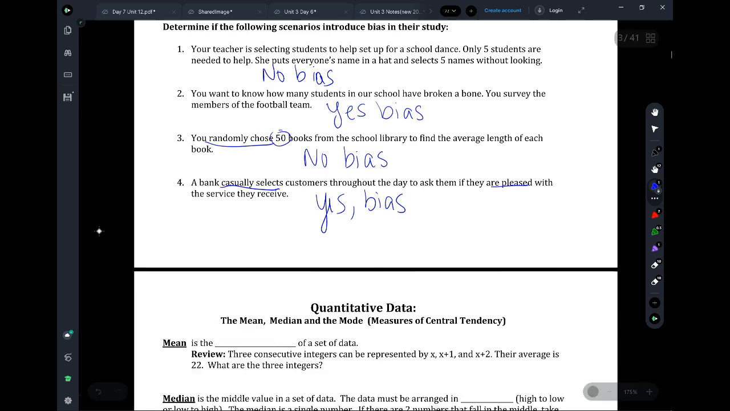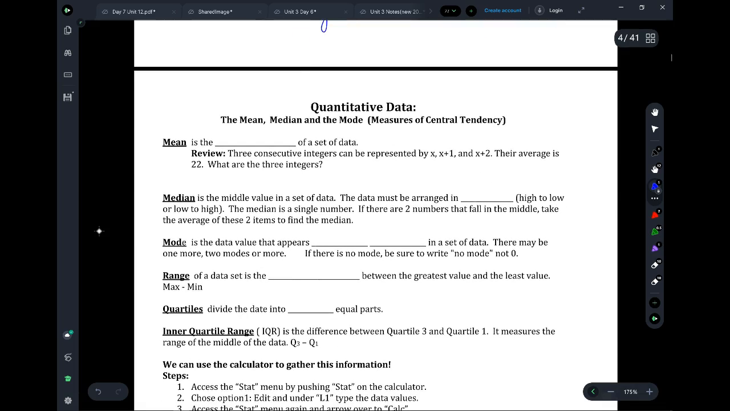Okay, well, when dealing with quantitative data, we are going to do something that you might have done in middle school at some point, and we are going to talk about mean, median, and mode, which we are going to call our central tendencies. Mean, or the word average. The mean or the average of a set of data is when you add up all of the numbers and divide by how many numbers you just added. So for example, 3 consecutive integers can be represented by x, x plus 1, and x plus 2, and their average is 22. What are those 3 integers?